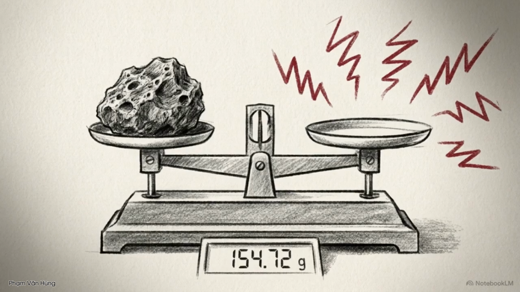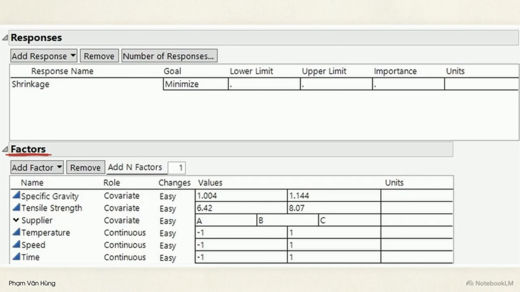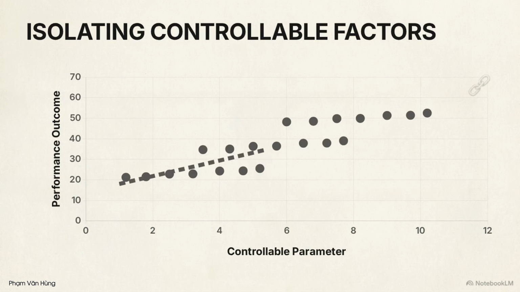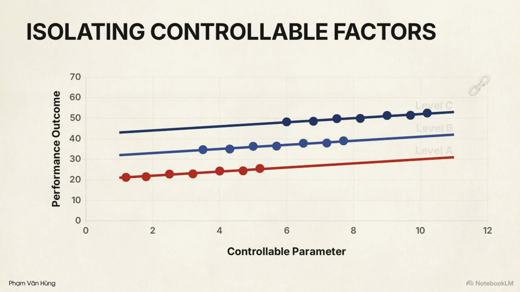Sometimes you have pre-existing characteristics attached to your experimental units that you cannot change or control, like the specific gravity or tensile strength of a supplied material. These are covariates. To account for them, you use an existing data table. In the factors list, specific gravity, tensile strength, and supplier are explicitly defined as covariates. This tells the algorithm to dynamically select the optimal runs based on the available units. Explicitly logging these uncontrollable variables prevents unpredictable baseline variances from skewing the final analysis of the factors you actually can control.